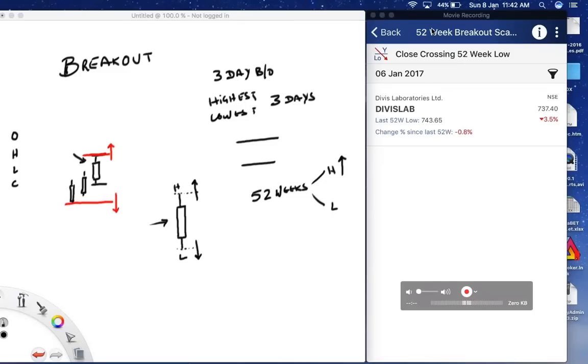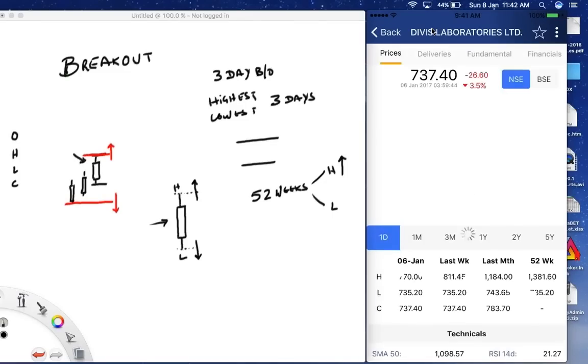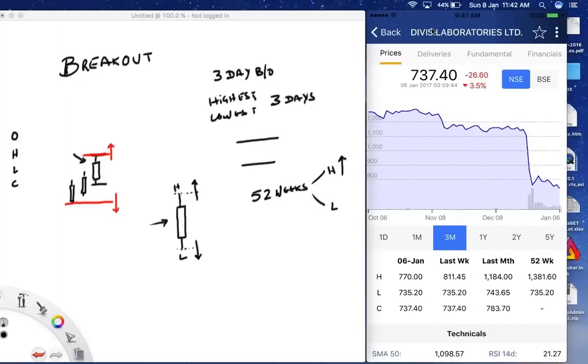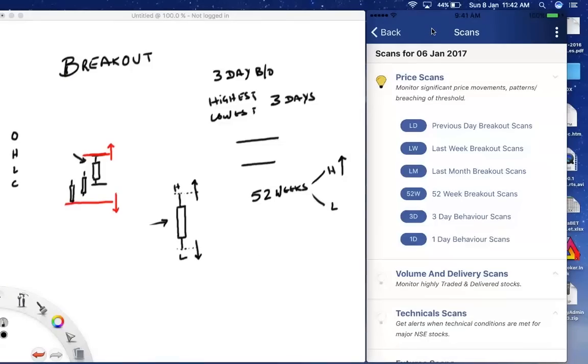So price scans, how do we use them then? You have daily, weekly, monthly, yearly, and 3-day behavior. If you notice over here, the one that I drew over here is a 3-day behavior. In my earlier stage of trading, I used to run this a lot. I used to run 3-day breakouts a lot. It's not that I don't run it now, but these 3-day breakouts or breakdowns give you very short-term good trades. So let's quickly look into the 3-day behavior scans.